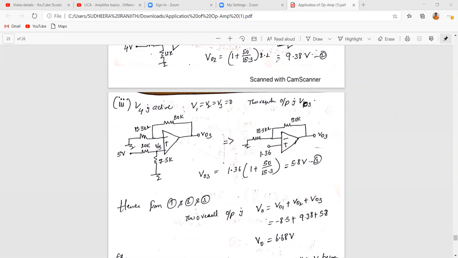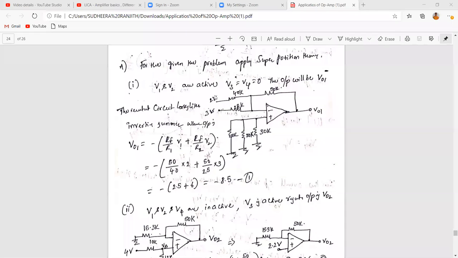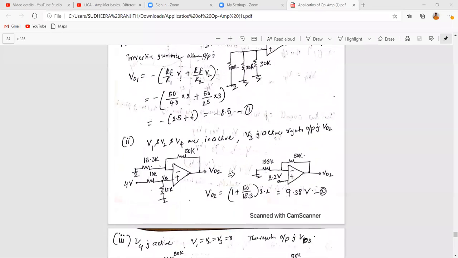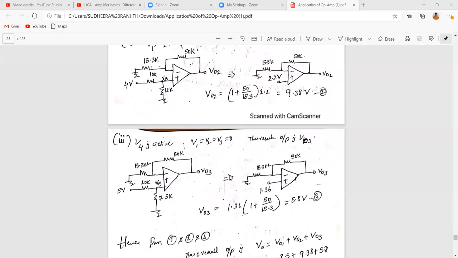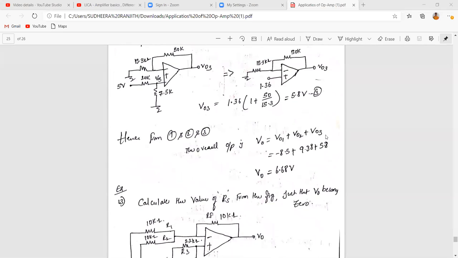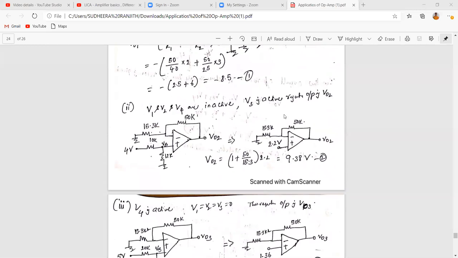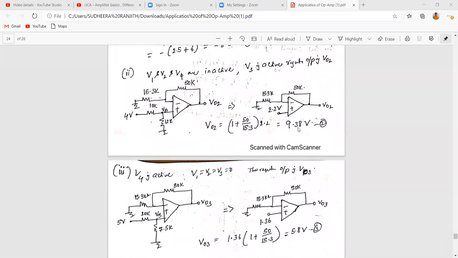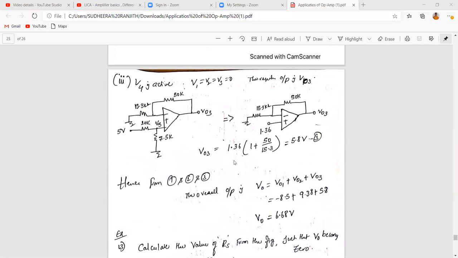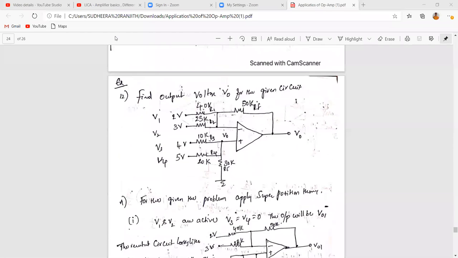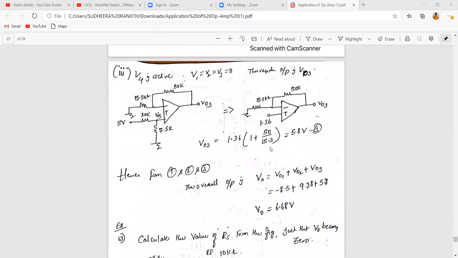So all are completed. In the first case, two inputs active and two inputs inactive. In the second case, V3 active, and V1, V2, V4 inactive. In the third case, we choose V4 active, and V1, V2, V3 inactive. Then the total output is V01 plus V02 plus V03. What is V01? -8.5. What is V02? 9.38 volts. What is V03? 5.8 volts. So finally, what is the output of the given circuit? 6.68 volts.